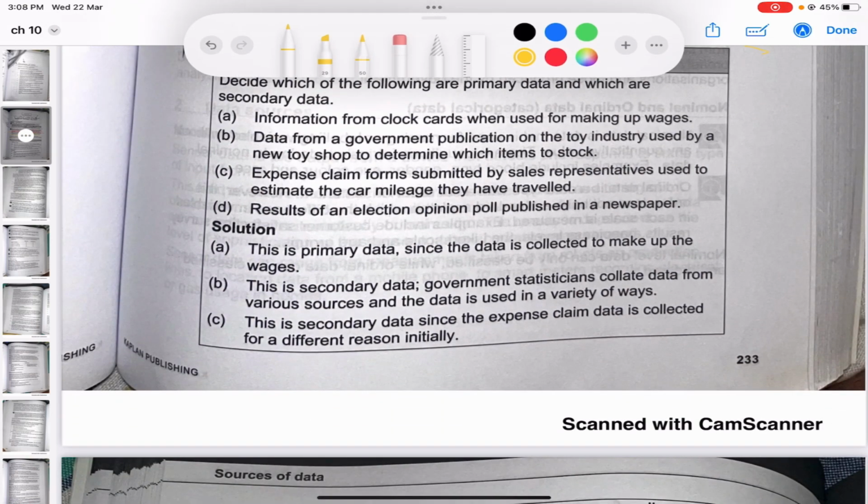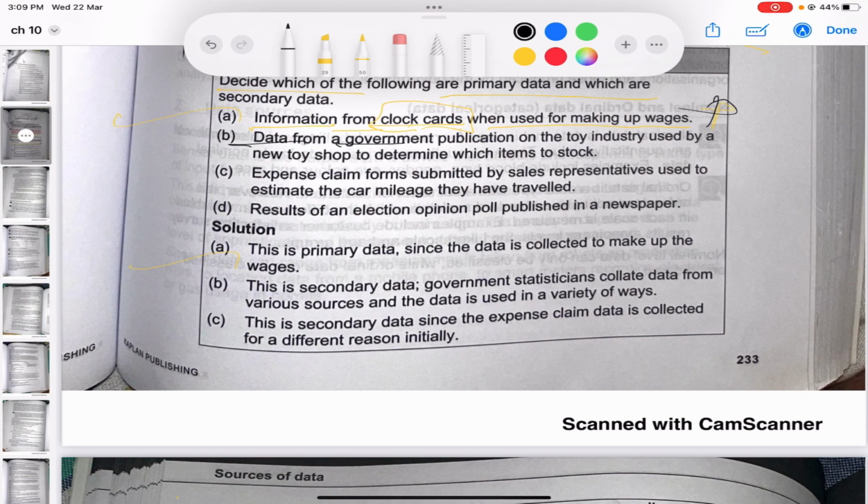Okay, now let's start with the illustration. Decide which of the following are primary and secondary. Information from clock cards when used for making up wages. Think about it. Information from clock cards when used for making up wages. This is primary data. Why? Because the clock cards are made so that we can calculate wages. That is the purpose for which it has been made. So then this is primary data.